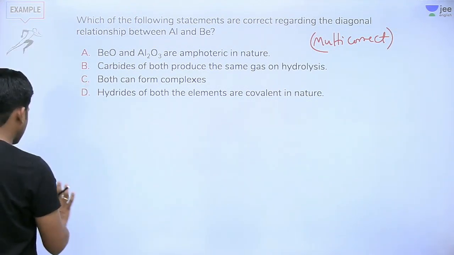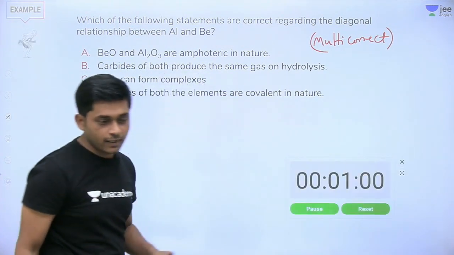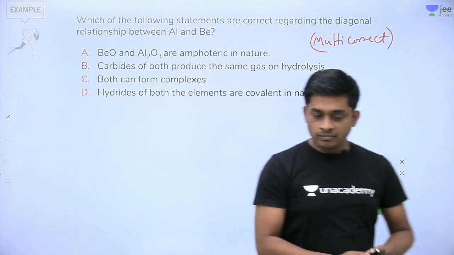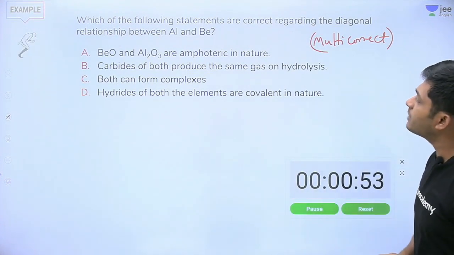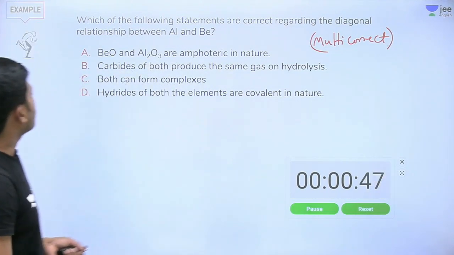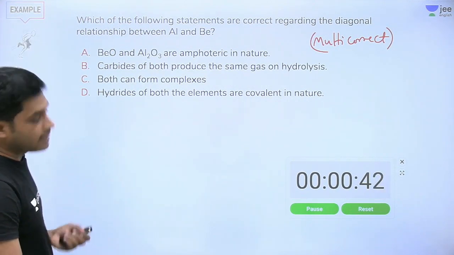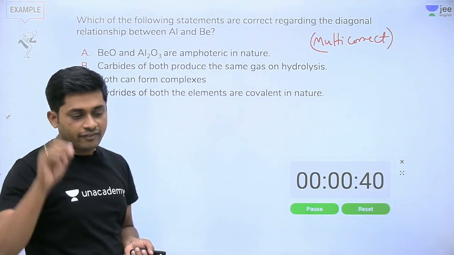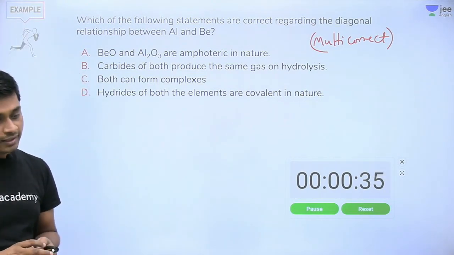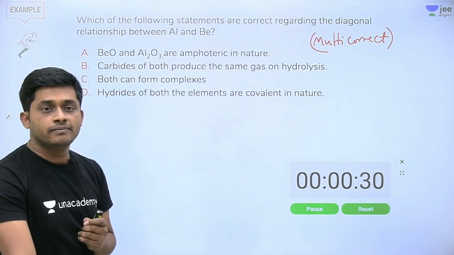So what is the correct answer? So it is a multiple correct. It's a multiple correct answers. I started the timer. Beryllium, first they are comparing oxides and carbides, complex forming ability, hydrides, nature. So every point is very important. Every option is very good option. Okay, you should know the theory from NCERT line to line.